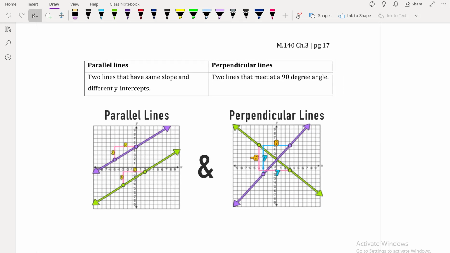Now getting into our parallel and perpendicular lines. We know that 2 lines are parallel if they have the exact same slope and different y-intercepts. Perpendicular lines meet at a 90-degree angle. So visually, parallel lines just look like 2 lines that are facing each other. And we have perpendicular lines, where they actually intersect, and the really cool thing about their relationship is they meet at an intersection of 90 degrees. So that's very particular. We label that as perpendicular lines because they meet specifically at 90 degrees.